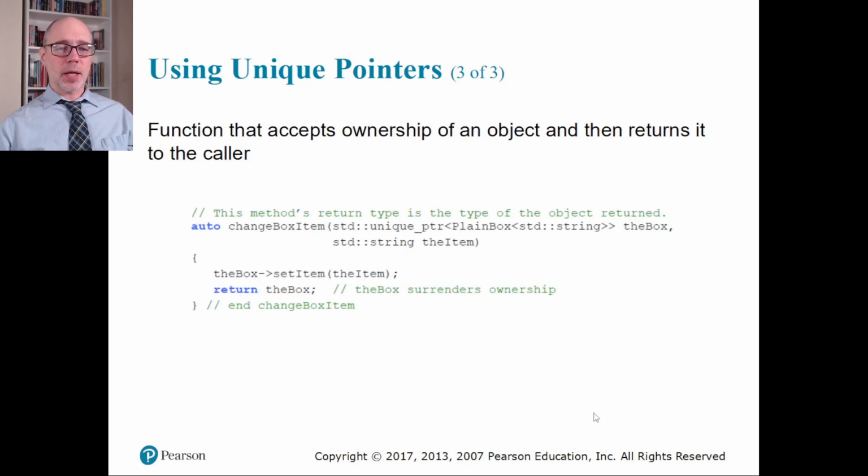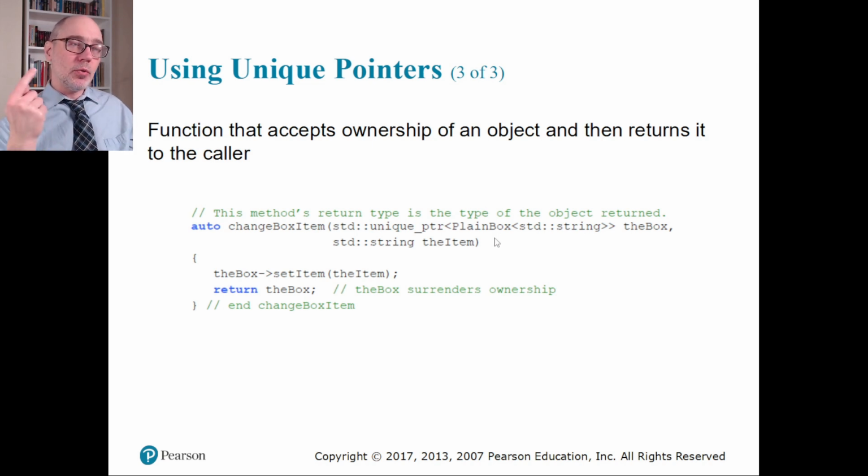Okay, so here is a function that does something with pointers and plain boxes, the changeBoxItem function. It encapsulates everything you need to do when you're changing the item in one of these boxes. So what we're going to do here is take two parameters. The first parameter, as you see, is a unique pointer aimed at a plain box that holds strings, called box. Remember, you can't use auto there. You cannot use auto currently for function parameters. You have to be explicit about it. And the second thing is a string that's the item that you want to put in that box.